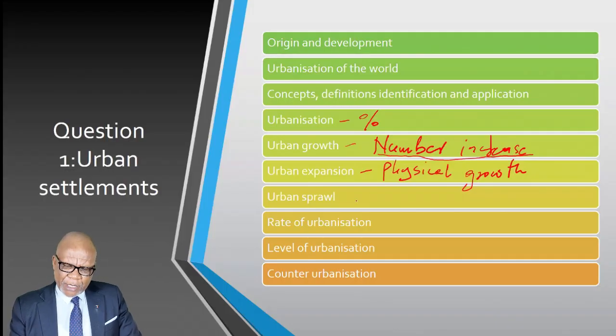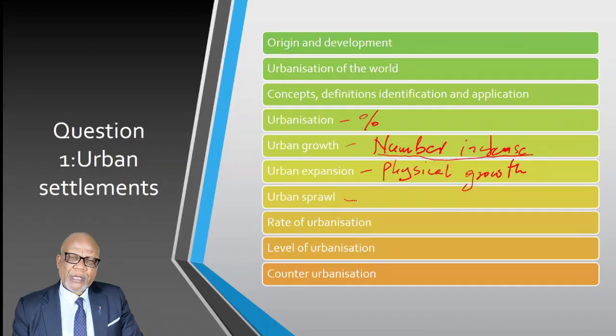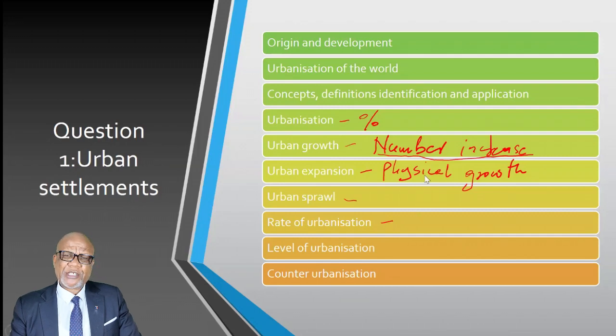Then we have urban sprawl. So urban sprawl is an uncontrolled growth of urban area, or uncontrolled expansion of urban area. We call that urban sprawl. Then we have rate of urbanization. What is rate of urbanization? It simply refers to the speed at which urbanization is taking place.